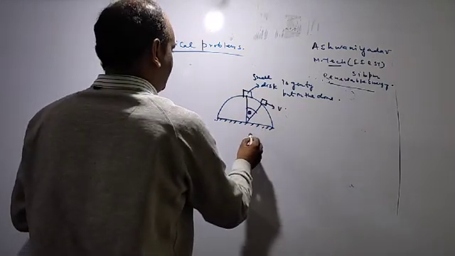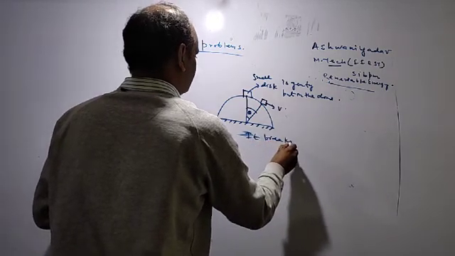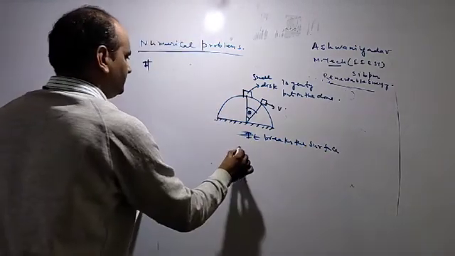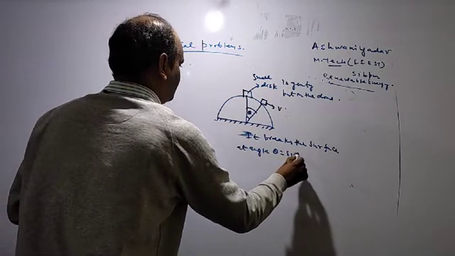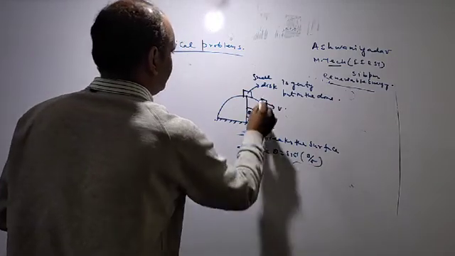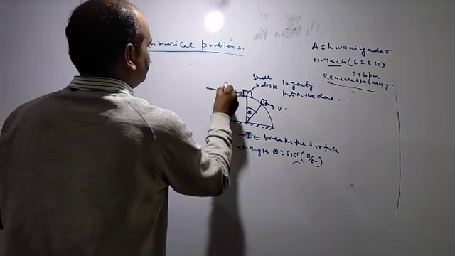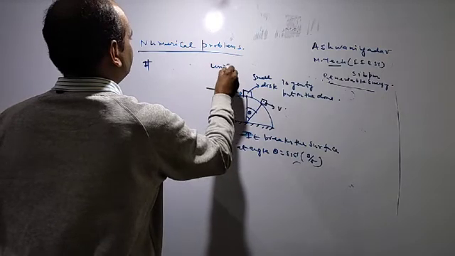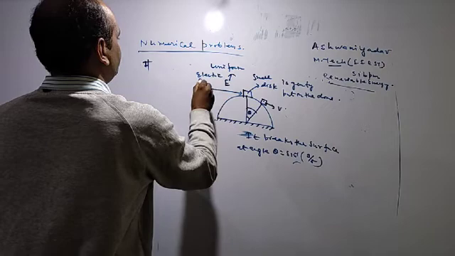It breaks the surface at an angle theta, which is nothing but sine inverse of 3/5. Okay, this point breaks the surface, and there is a uniform electric field in the horizontal direction.